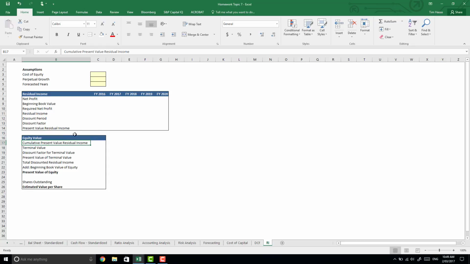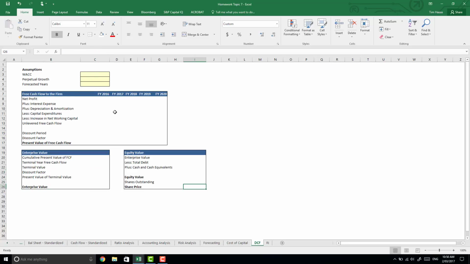And to get the equity value in this case, we again sum the present value of the residual incomes we've actually forecasted, but also consider the fact that there must be a terminal value, and the total value is equal to our forecasted values and the terminal value. And again, we get the present value of equity, which we divide by shares outstanding to get an estimated value per share.